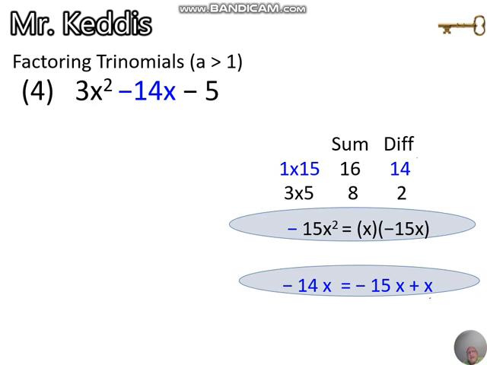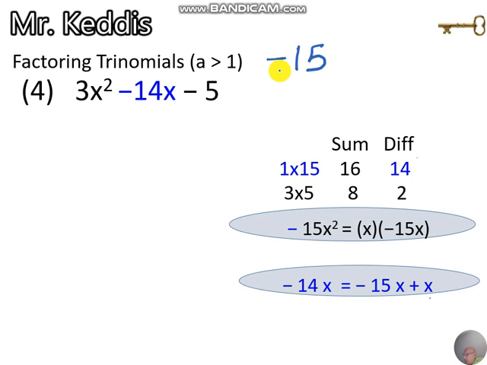To factor 3x squared minus 14x minus 5, the leading coefficient here is 3. And there is no common factor. I multiply 3 times negative 5, I get negative 15. 3 times negative 5, I get negative 15. 15 is 1 times 15, and 3 times 5.